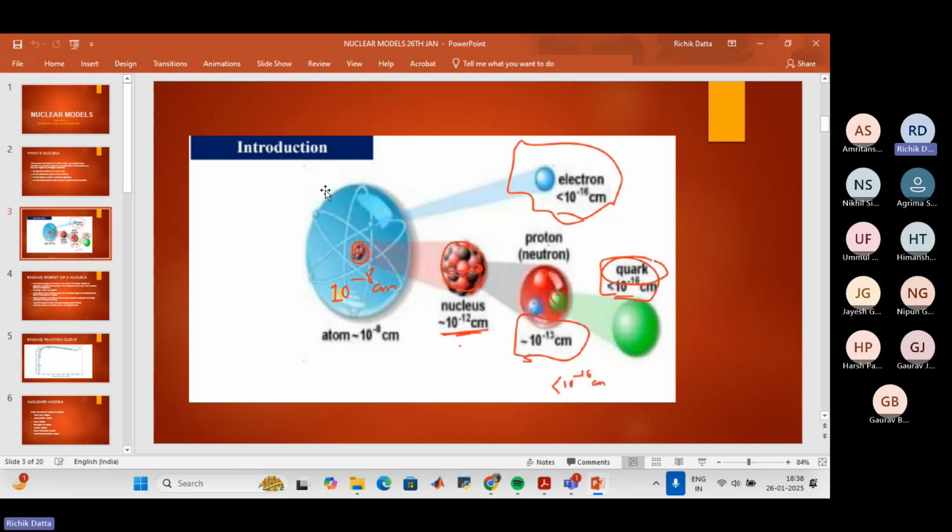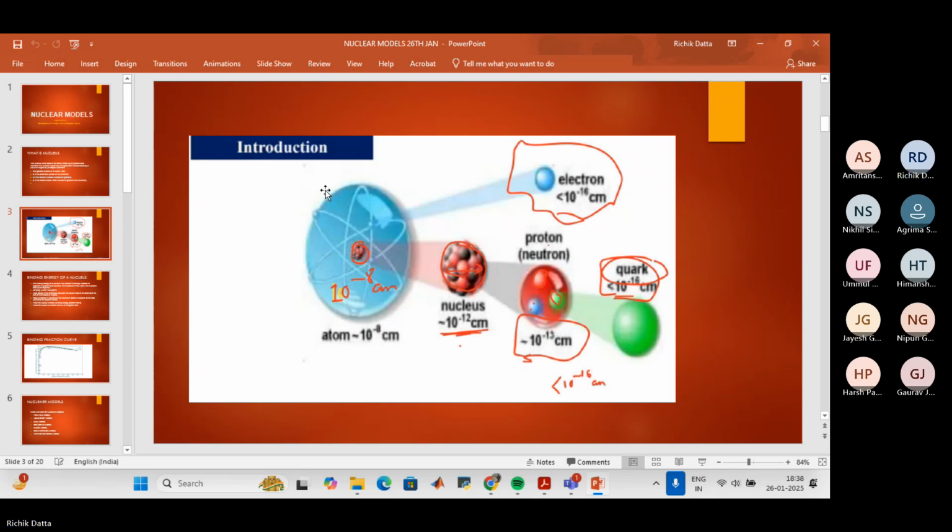So here you can see the various sizes of what's inside the atom. The size of the atom is 10 to the power minus 8 centimeter, and the size of the electron is near about 10 to the power minus 16 centimeter. Inside the atoms there are the proton, neutron, and electrons present.